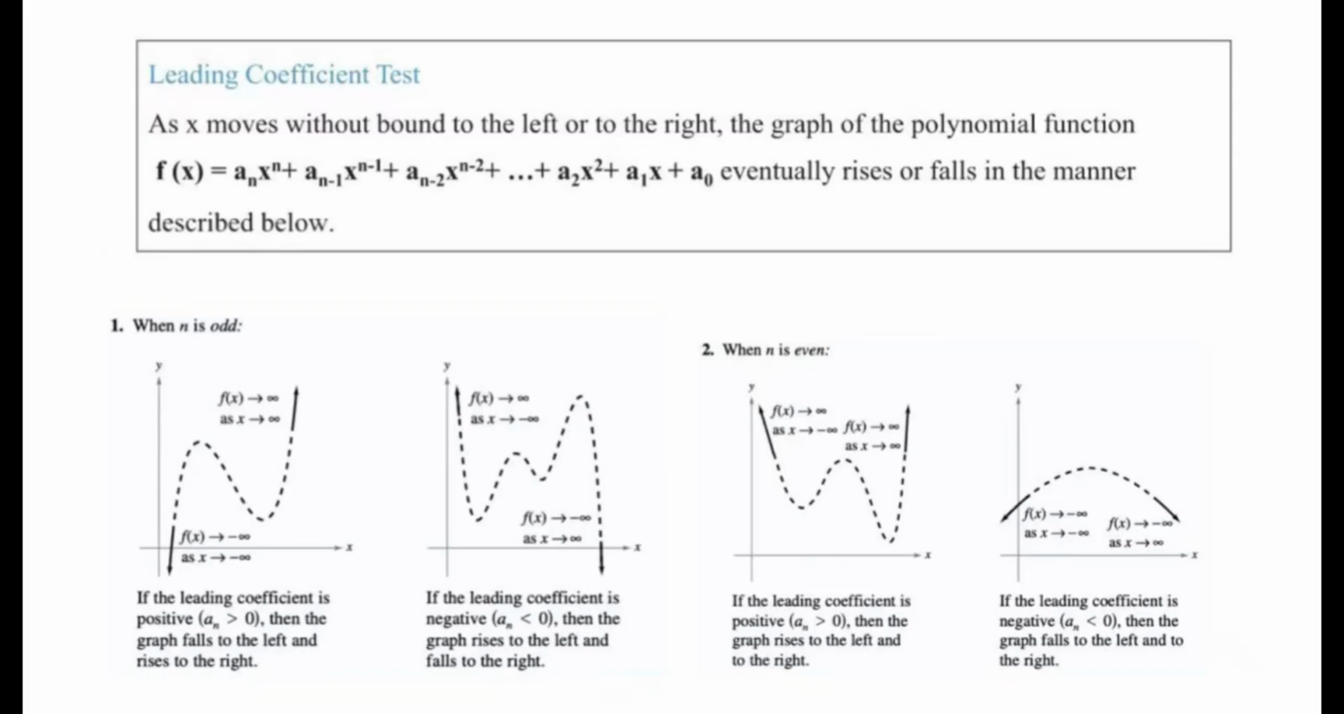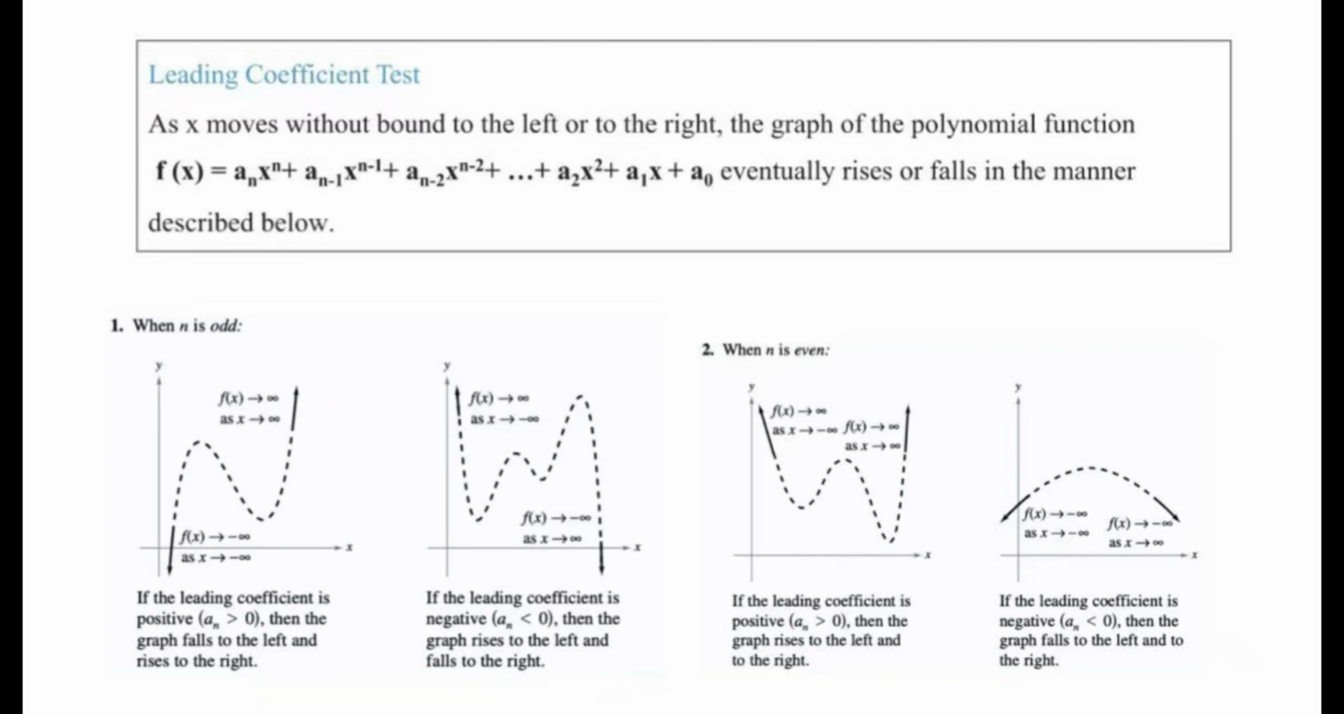The leading coefficient test. The leading coefficient is a_n, the constant in front of the highest term of x, which helps to determine the end behavior. From the graph, when n is odd and the leading coefficient is positive, then the graph falls to the left and rises to the right. If the leading coefficient is negative, then the graph rises to the left and falls to the right.